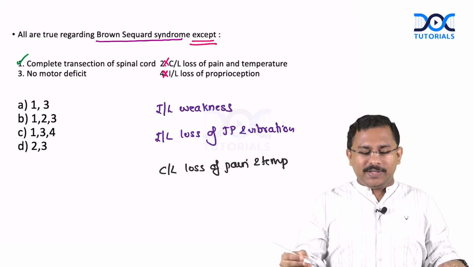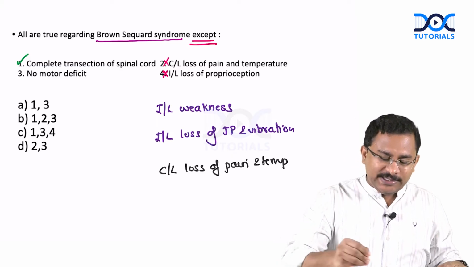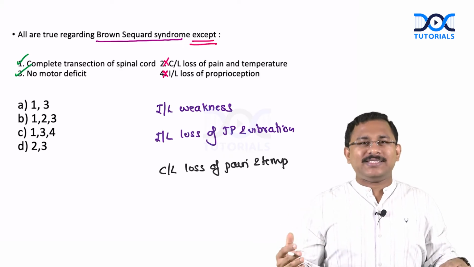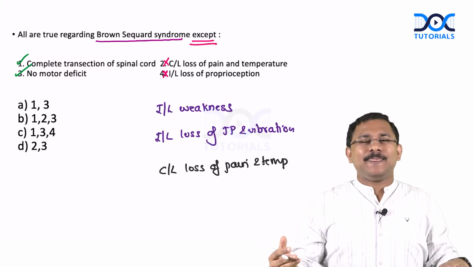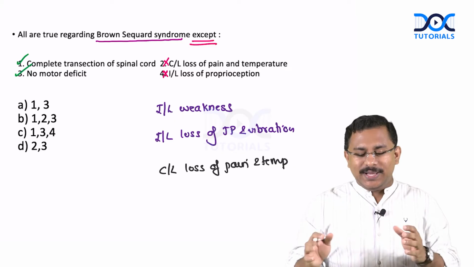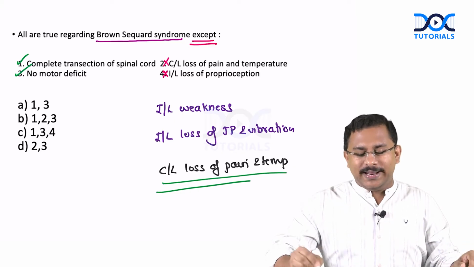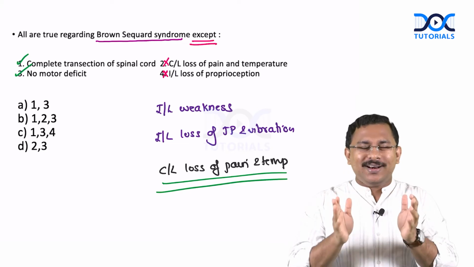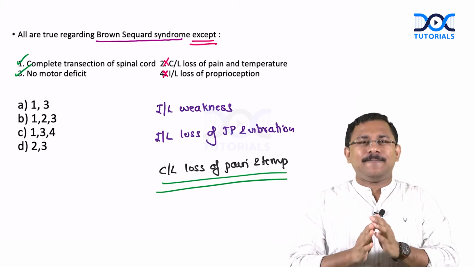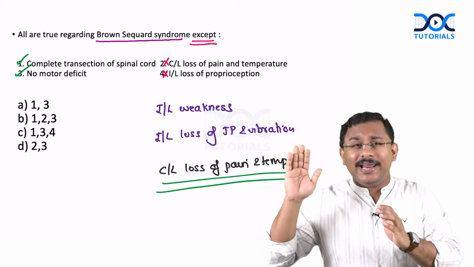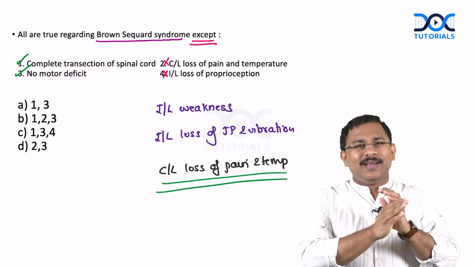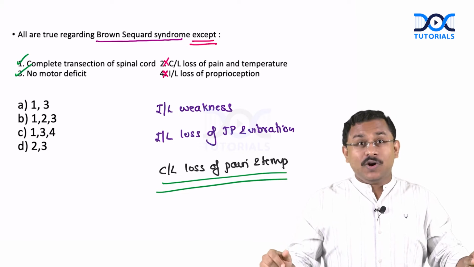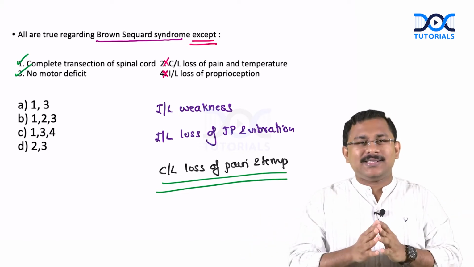So the option contralateral loss of pain and temperature, yes, it occurs, so you cannot choose that. Ipsilateral loss of proprioception, no motor deficit, is a false statement, so that also you have got to choose, because obviously there is an ipsilateral weakness. But always remember, another point that I've always stressed in my lectures is that the contralateral loss of pain and temperature occurs 1 or 2 levels below the lesion. I've explained to you with the help of a figure in the lectures.